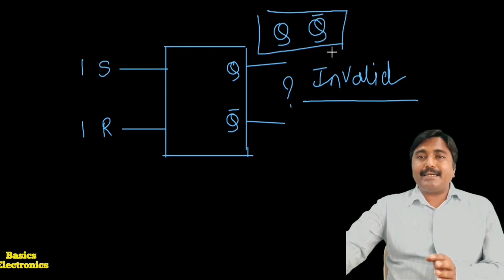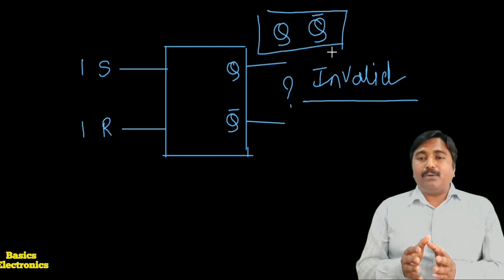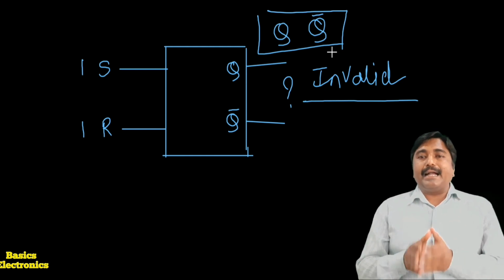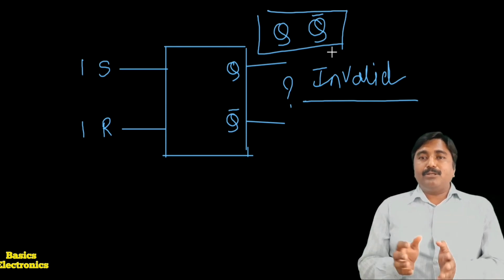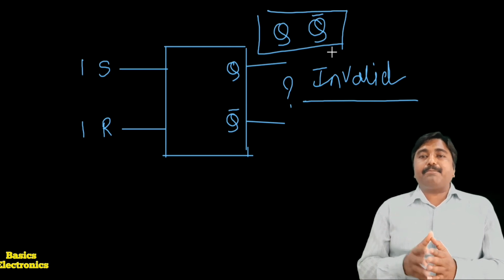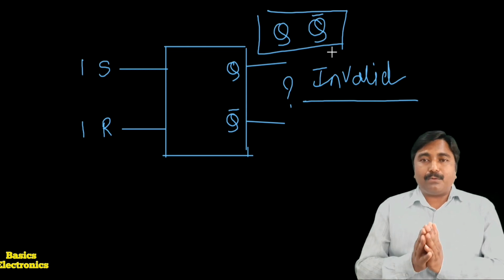So this is all about the RS flip-flop using the NOR gate and the RS flip-flop using the NAND gate. Next time we will see the RS flip-flop using a clock. That flip-flop we call the clocked RS flip-flop.